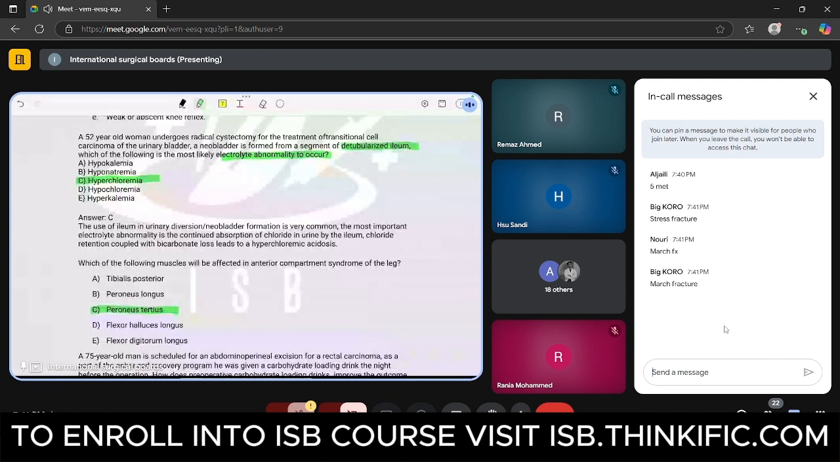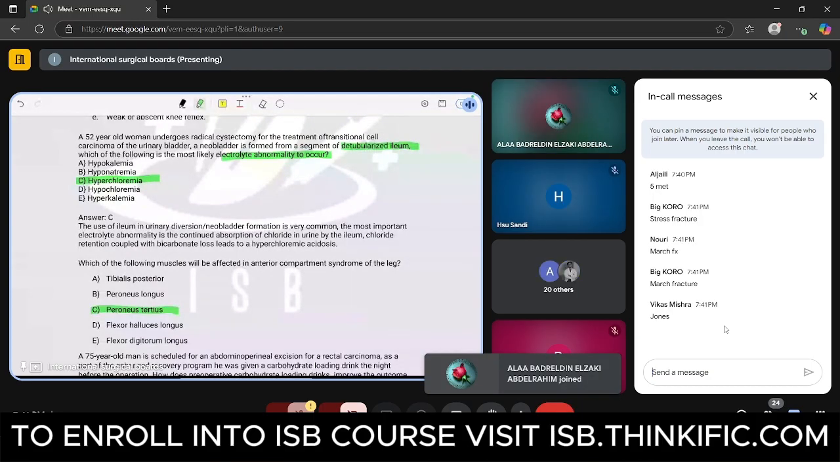So what's the fracture? You have to tell me this. I'm not going to answer that. The fracture at the base of the fifth metatarsal, what is it? Jones fracture. Yeah, Jones fracture.